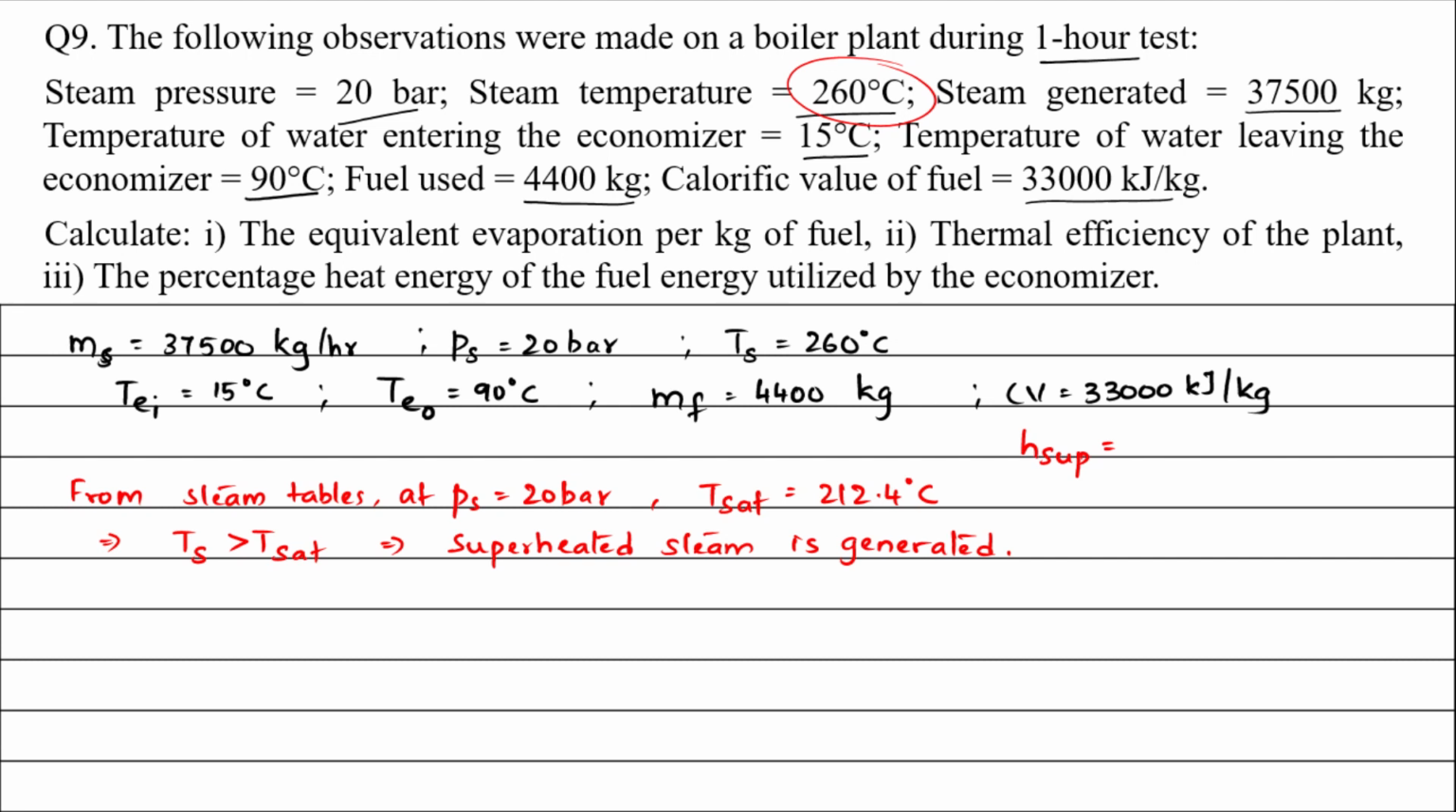The enthalpy of superheated steam is equal to Hg, the enthalpy of saturated steam, plus Cp of steam into T sup minus T sat. In a previous question, we had used this expression. Here also I can use this expression, provided I know the specific heat capacity of steam. I should be knowing that. If I know the specific heat capacity of steam, then I can very well use this expression.